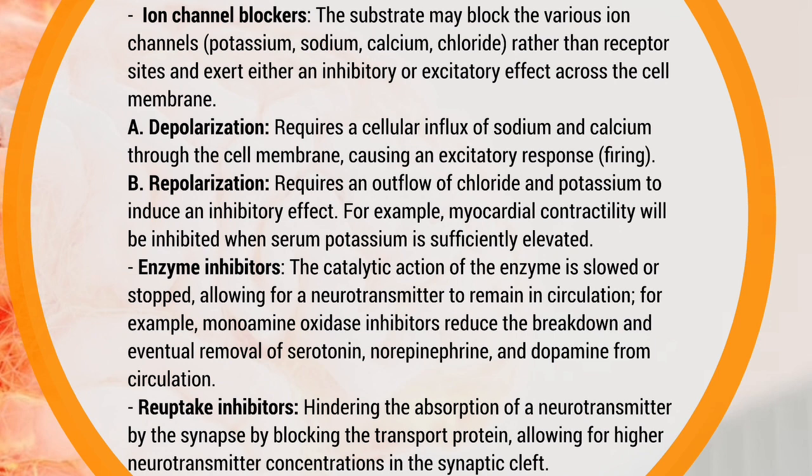Now, very important for the board, so I'll keep going along here. The other way that drugs exert their effect on the body is by enzyme inhibition. The catalytic action of an enzyme is slowed or stopped, allowing the neurotransmitter to remain in circulation. For example, monoamine oxidase inhibitors reduce the breakdown and eventual removal of serotonin, norepinephrine, and dopamine from circulation.